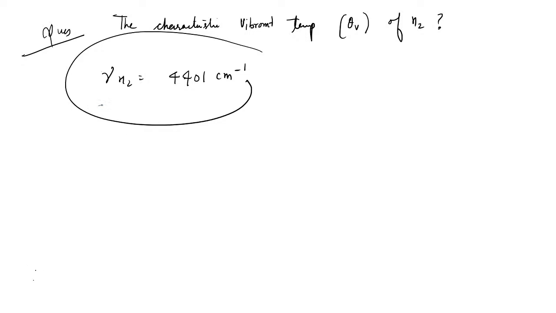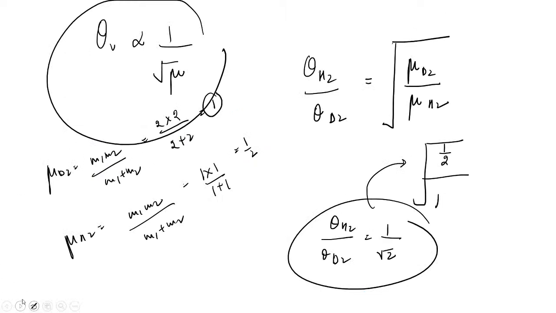Okay, so let's try out and solve this question. Again, the question is on theta V. Theta V is equal to h nu by kBT. Just now we did this part. Theta V is equal to h nu by kBT. So how can we proceed with this question? Theta V is equal to h nu by kBT. This is the theta V value, this is h nu by kB value.